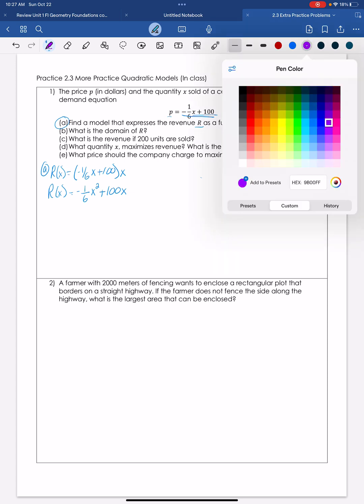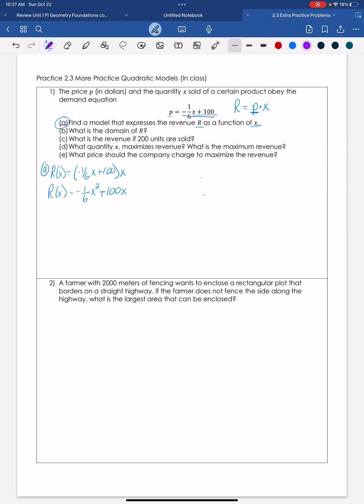For B, it says what is the domain? Okay, now for B, what you need to remember is your revenue function looks like this. So your domain is going to be this area from here to here. And that's actually where y is going to be equal to 0. So I do a little bit of algebraic solving. I say negative 1/6 x squared plus 100x. When is that equal to 0?